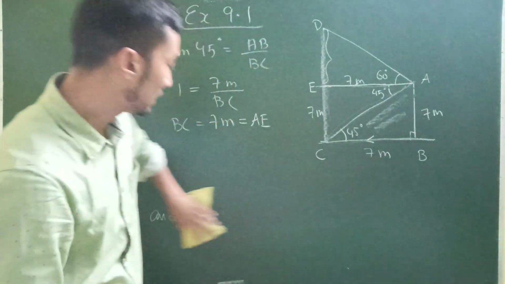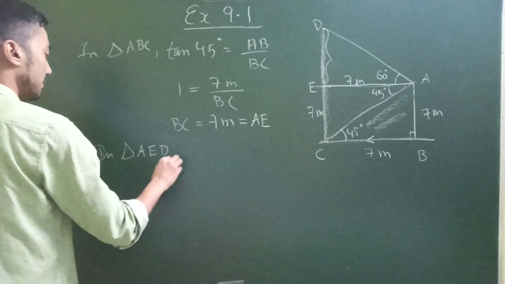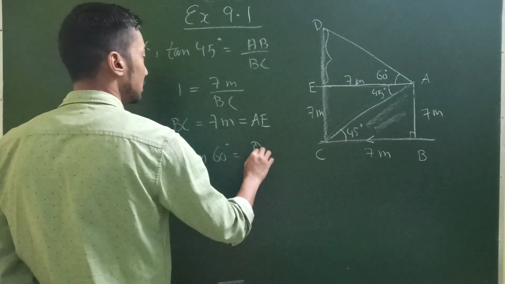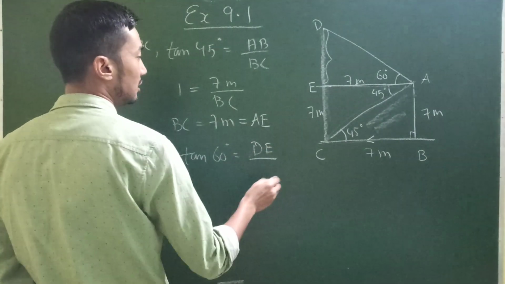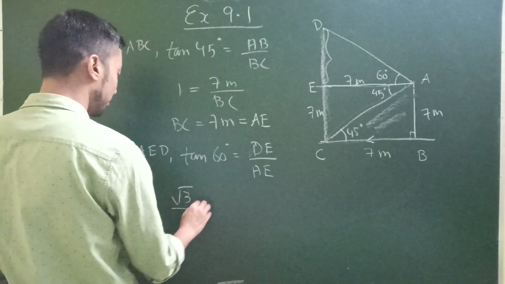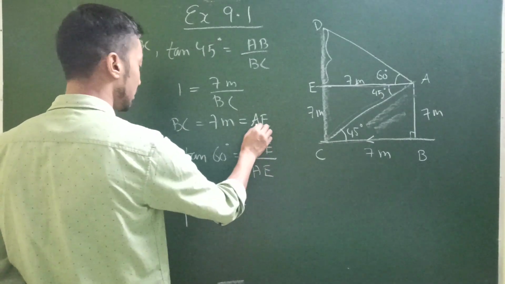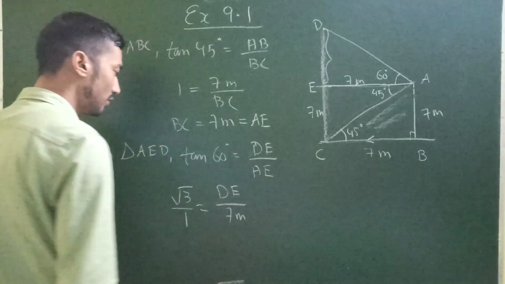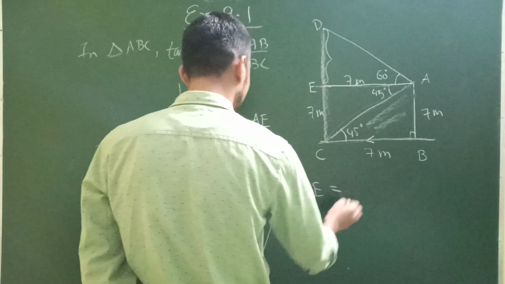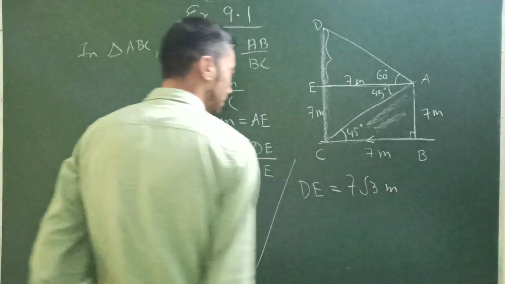Now let's move on to the upper triangle, triangle AED. Tan of 60 degrees would be equal to the perpendicular height DE by AE. Now what is tan 60? Root 3. I'll write root 3 by 1. DE we don't know. AE we will use the information that we derived. So by cross multiplying, DE would be 7 root 3 meters.